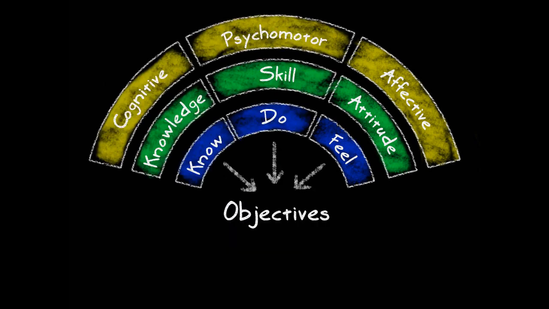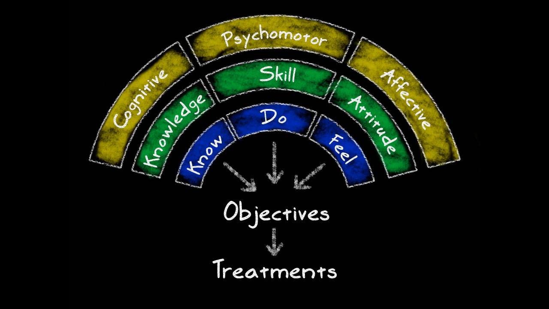So with a full analysis of the job, you should see KSAs across all three of the learning domains at various levels within the taxonomies. You can then translate these KSAs directly into your terminal learning objectives. For terminal learning objectives higher up in a domain's taxonomy, define enabling objectives to build the foundation. So now you have terminal and enabling objectives across all three learning domains.